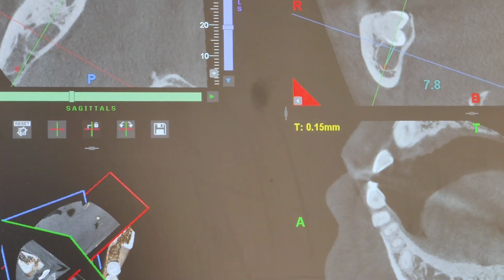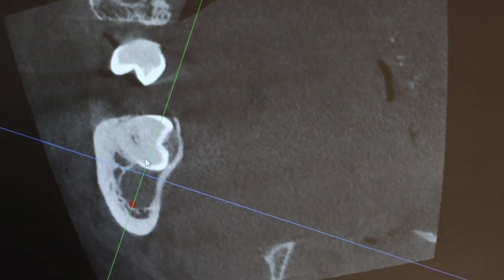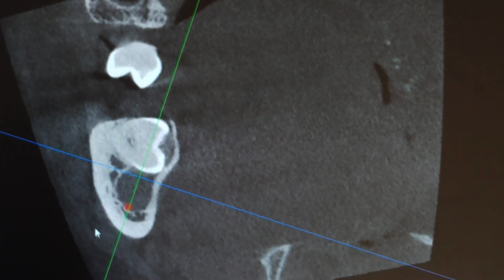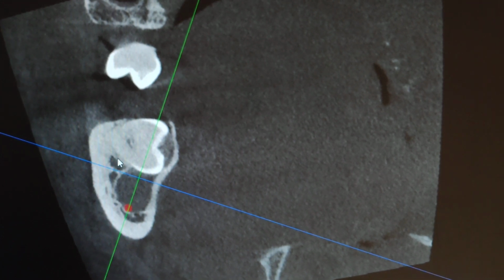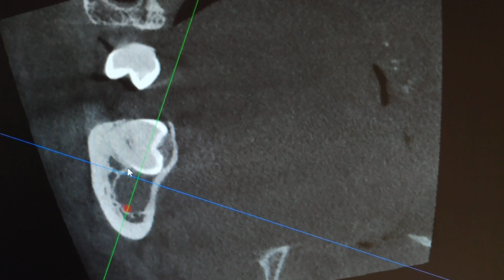We would also move into the coronal slice. This is a coronal slice where you are seeing a radiolucency which is attached along the crown of the impacted mandibular third molar. The hallmark of dentigerous cyst is that the radiolucency attaches along the CEJ of the impacted tooth.